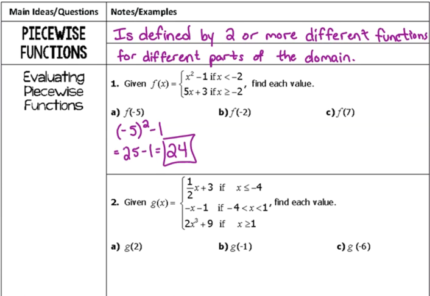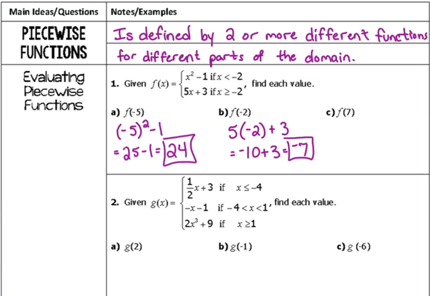Okay, f of negative 2. Is that less than negative 2, or is it greater than or equal to negative 2? Greater than or equal to negative 2. So we plug negative 2 into the second piece. 5 times negative 2 plus 3. So that's negative 10 plus 3, which is negative 7. Again, you're more than welcome to use your calculator. I encourage you to practice some mental math.